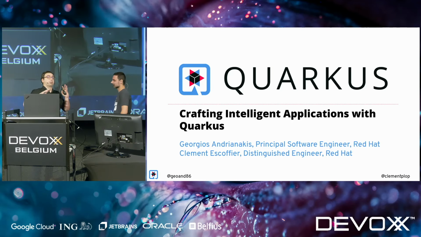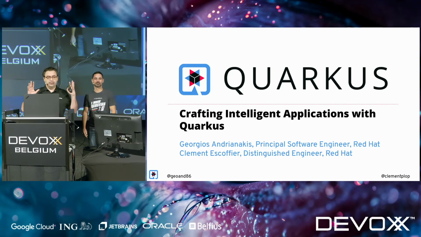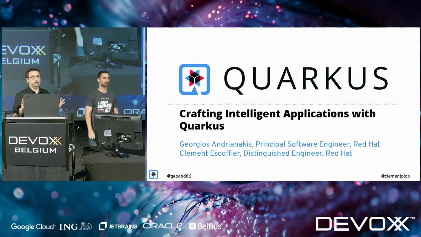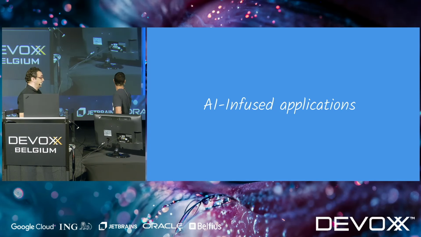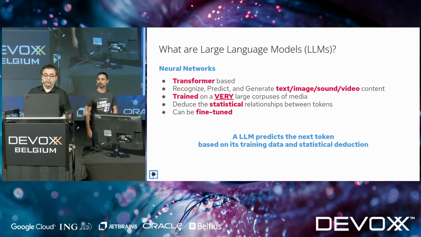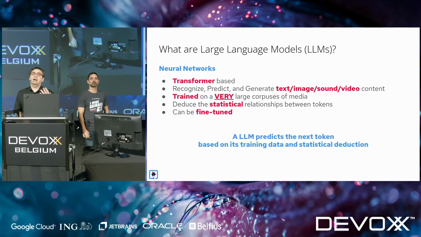So we didn't change the subject. The subject is still how do you craft intelligent applications, what I will call AI-infused applications, with Quarkus. Let's start, because we don't have a lot of time. So what are AI-infused applications? First, what are LLMs?